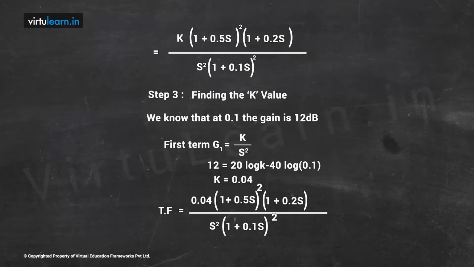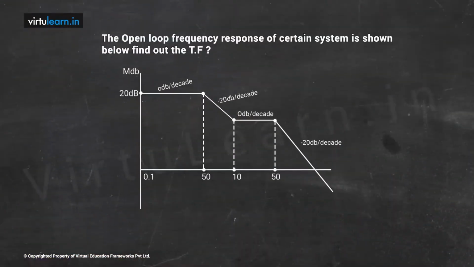Let us look at another magnitude plot and let us find the transfer function. The problem statement goes like this. The open loop frequency response of a certain control system is shown below. Obtain the transfer function. So the magnitude plot is like this.